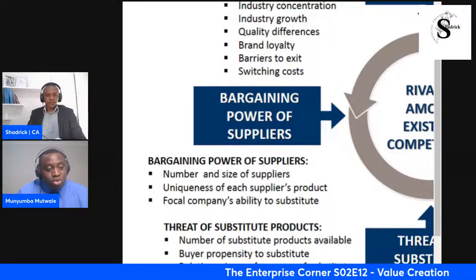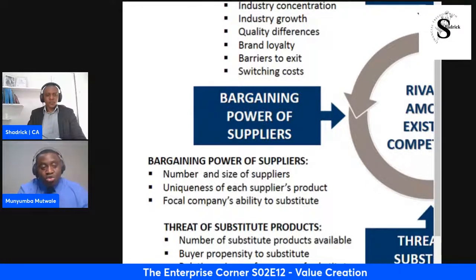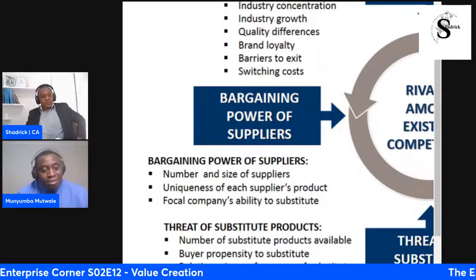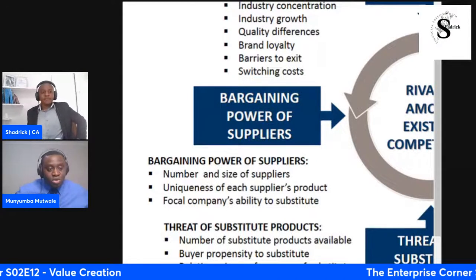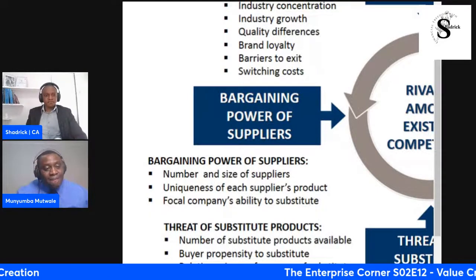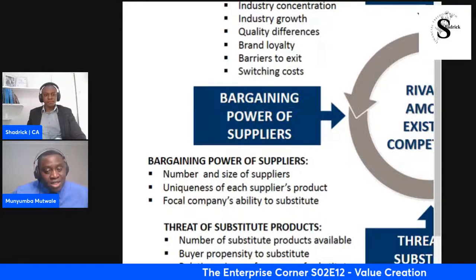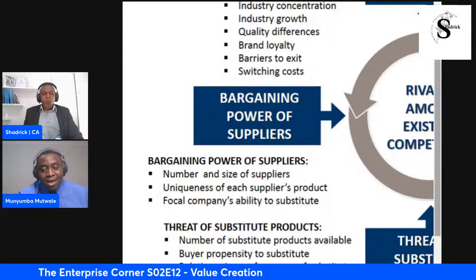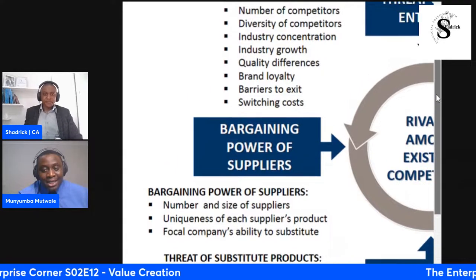If you're producing juice, can you substitute between sugar from Zambia Sugar or sugar from Kasama Sugar? Can you switch between those two? Or do you exactly need what Zambia Sugar gives you? It meets your specifications. That is what we mean. Are you able to switch between them and their competitors? And that's a key point.